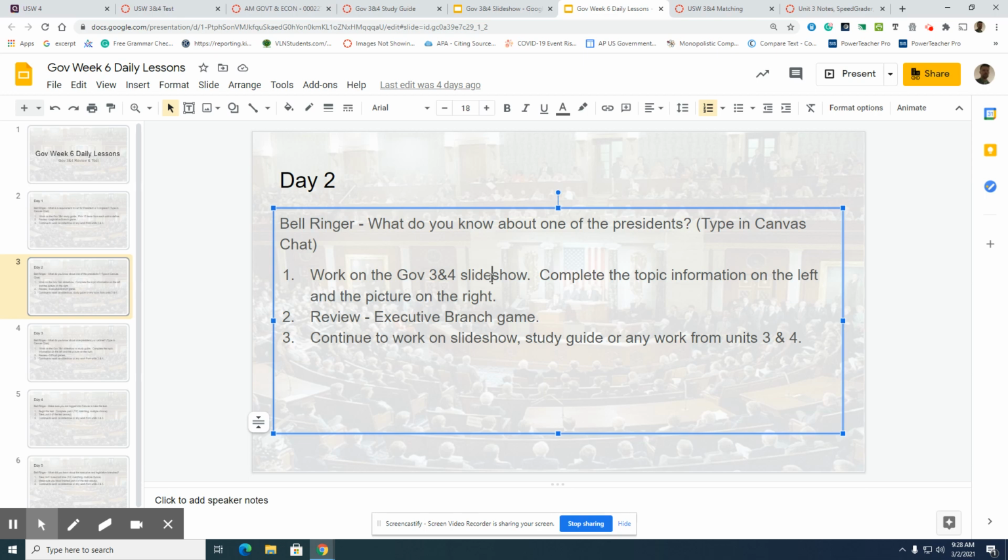Also, the quizzes, remember, you can take twice. So if you didn't take them or only took them once, you can still take them another time. So that is open to anything from units 3 and 4 after you have the slideshow and study guide complete.